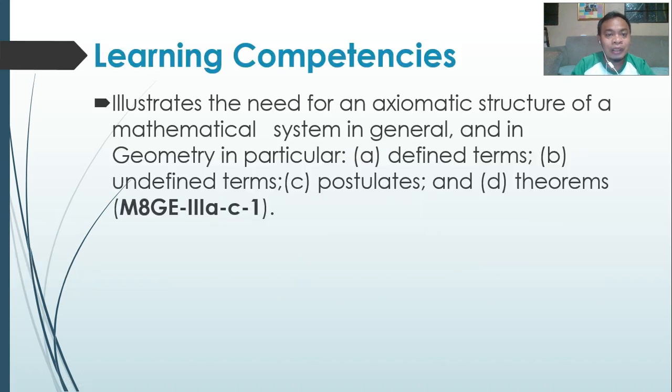So let's start. Our learning competencies: illustrates the need for an axiomatic structure of a mathematical system in general and in geometry in particular. Letter A, defined terms. Letter B, undefined terms. Letter C, postulates. And letter D, theorems.